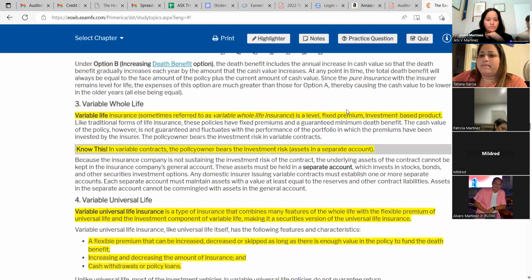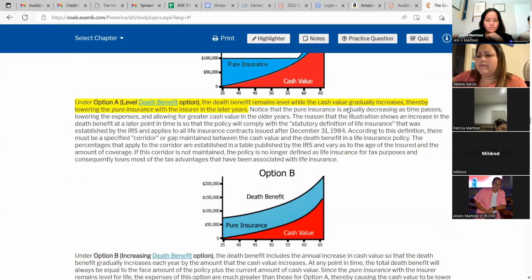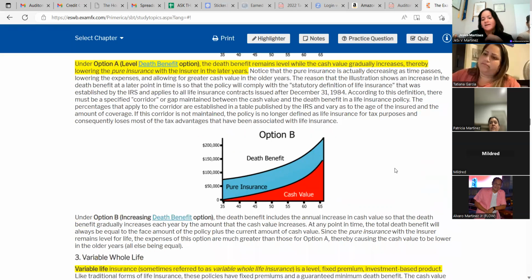And how would they ask about option B? Have you seen that? I didn't, but they could ask you which is the universal type in which the death benefit increases every year. Or as the cash value increases, the death benefit is also increasing. What type of policy will that be? And that'll be option B.